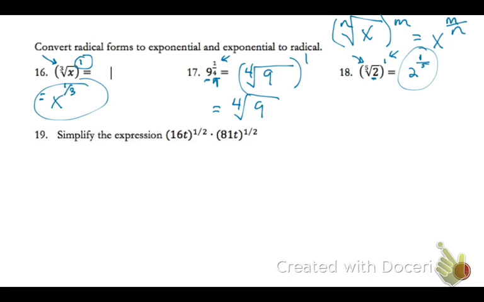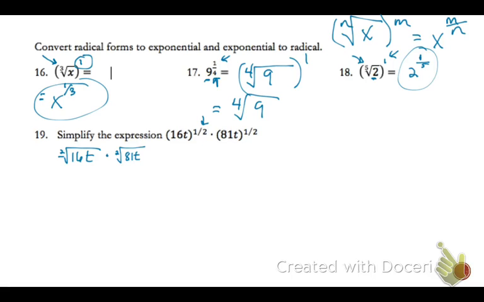And then finally, on number 19, we're going to go back and forth between exponent and radical form to simplify this problem. So I notice that I have 16t to the 1/2 power. So if I write that in radical form, 16t goes underneath. 2 is my root. Now it's a square root. I don't have to put the 2 there, but I will. And then the first power, I'm not going to write that because it's not going to change what I've got. And I'll do the same thing with my 81t. That's the base, so it goes underneath square root raised to the first power.